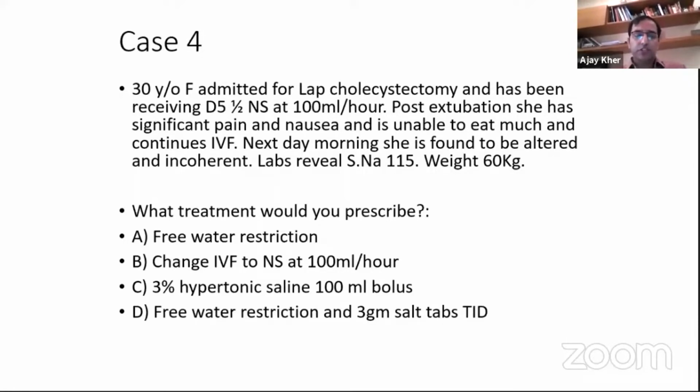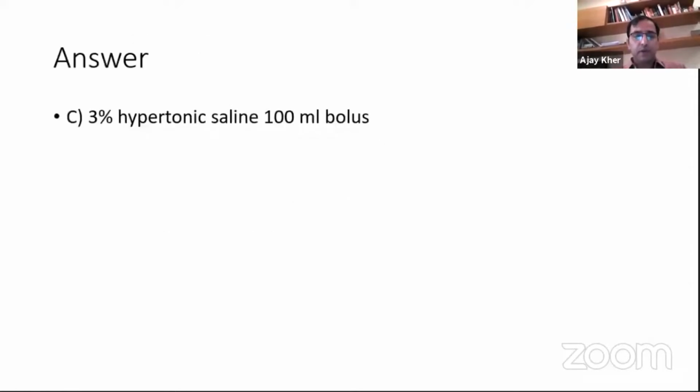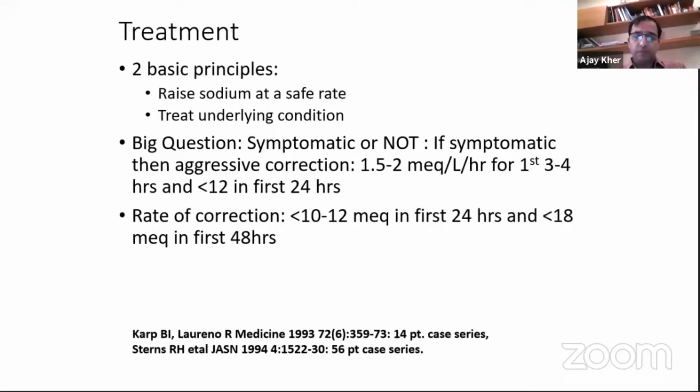Free water restriction, change the IV fluids to NS at 100 an hour, 3% hypertonic saline at 100 ml bolus, free water restriction, and 3 gram salt tabs. So the answer is 3% hypertonic saline at 100 ml bolus. Another option would be to do it on a drip. So we'll go over the drip, and then we'll talk a little bit about the bolus as well.